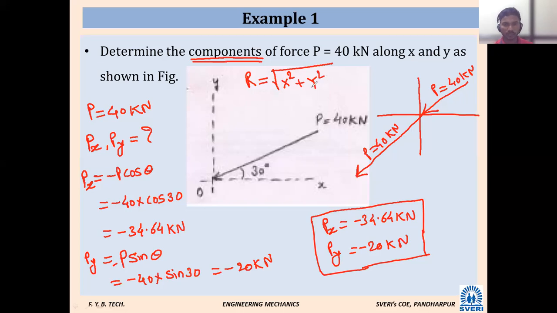Now the calculator is not with me. You can check if you are with a calculator. So 34.64 square plus 20 square, and the square root of that. So just check, is it coming or not? Are you with a calculator today? Yes, sir.